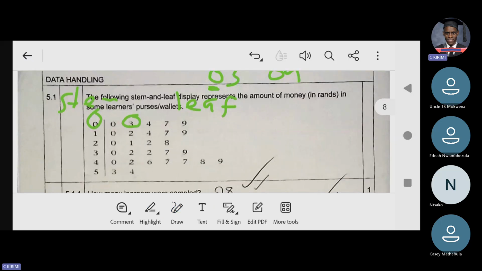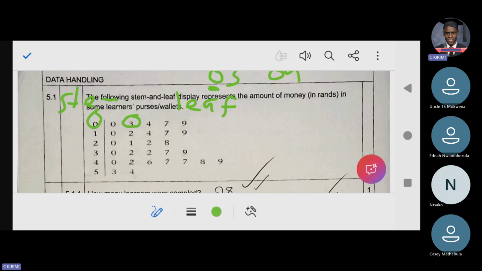Right. The following is the stem and leaf display which represents the amount of money in rands in some learners' purses or wallets. So this was money which was in the learners' wallets. In one learner's wallet there was 0 rands. In another learner's wallet, 3 rands, 4 rands, 7 rands, 9 rands. Reading this row, it's 10 rands, 12 rands, 14 rands, 17 rands, 19 rands. Reading this row, it's 53 rands, 54 rands.